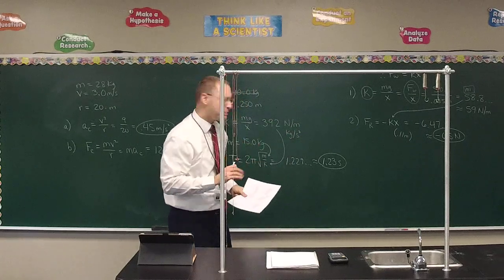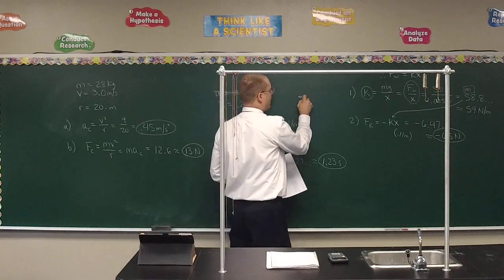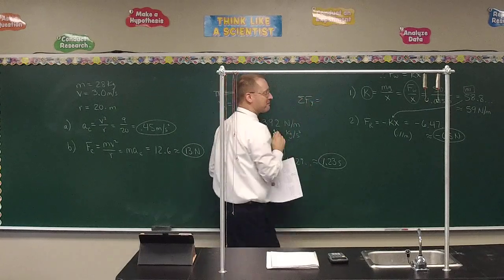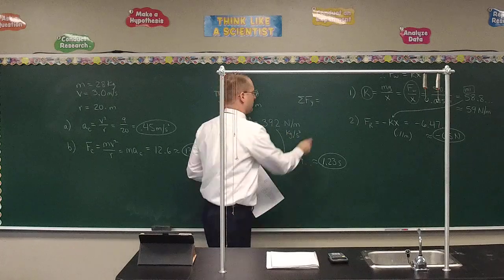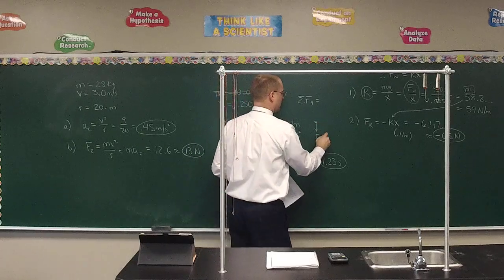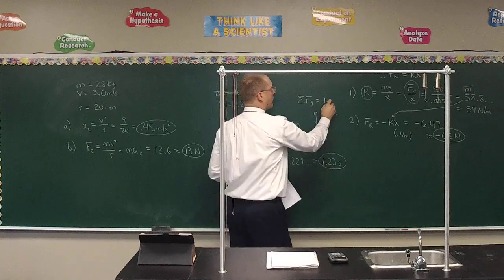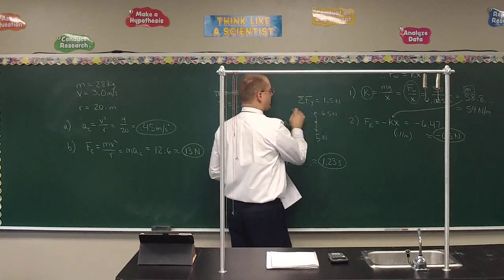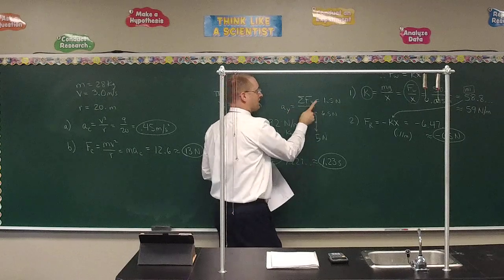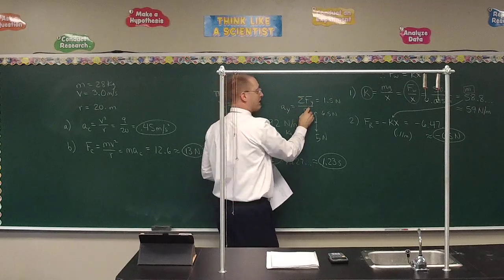This won't be on the quiz, but let's do it. What is the sum of the forces in the y? 5 newtons down, and upward 6.5 newtons. 1.5 newtons upward, right? And to find acceleration in the y, we would take the sum of the forces in the y and divide by the mass.